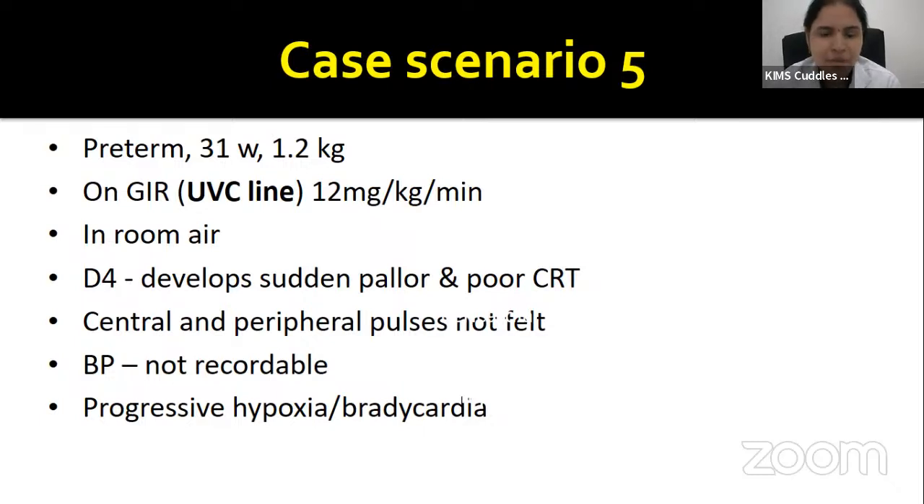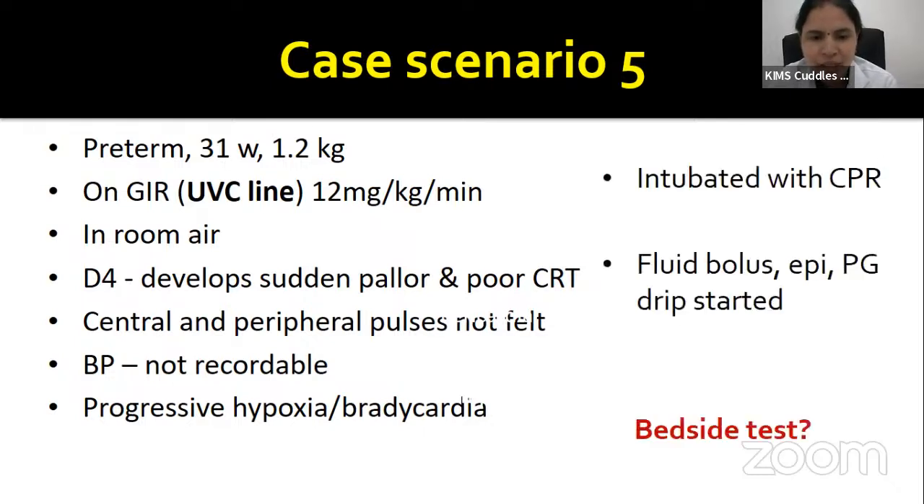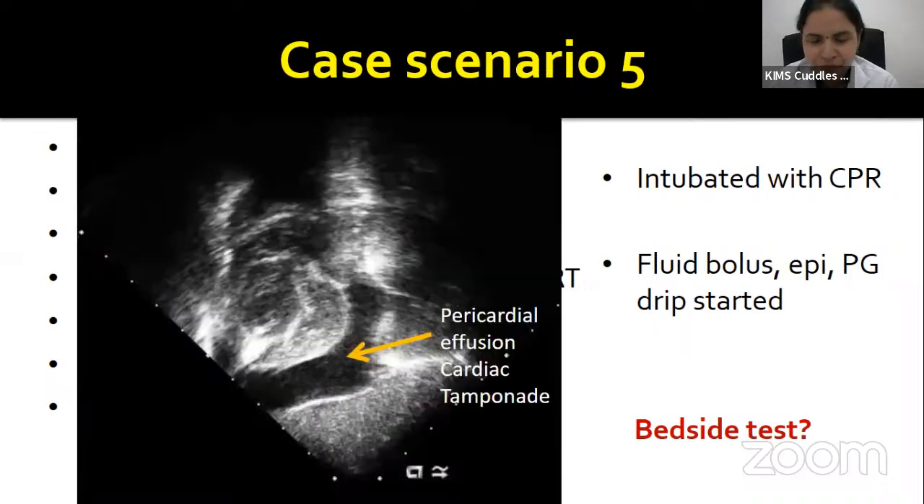Basically, the baby developed a near cardiac arrest situation. The baby became hypoxic, low saturations, bradycardia, heart rate dipping up to 70, 80 per minute. The baby had to be begun on positive pressure ventilation and was intubated. As the heart rate dipped further to less than 60, one cycle of chest compressions were given. The baby was resuscitated with a fluid bolus and epinephrine infusion.